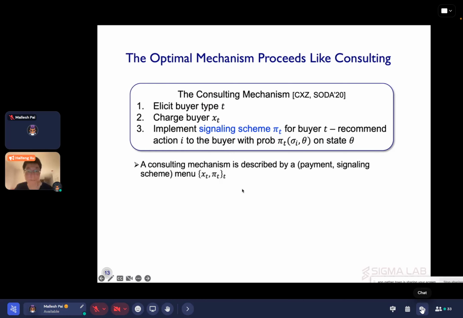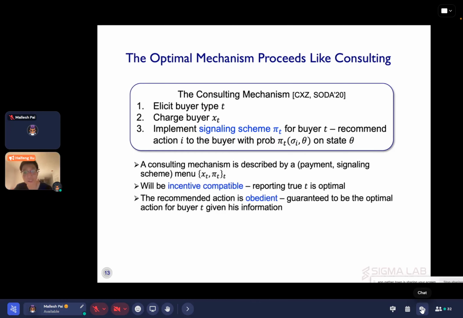As you can see, such a consulting mechanism can be described by a menu, because for every buyer type T, you have a payment x_T and a signaling scheme pi_T. It's really just the menu of the mechanism. And as you could easily imagine, like in any standard mechanism design setup, you can show that this menu can, without loss of generality, be incentive compatible. That means the buyer should report the true type, and the recommended action should be obedient. In other words, just like in consulting services, when the consulting company recommends you some action to take, it's typically your best action to take, and it's also happening here. The recommended action should be obedient as well.